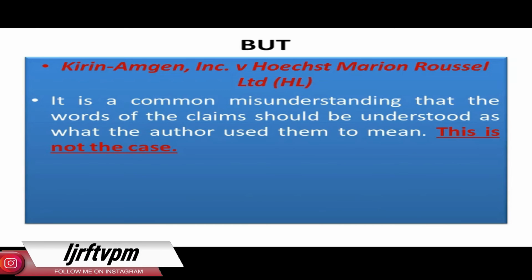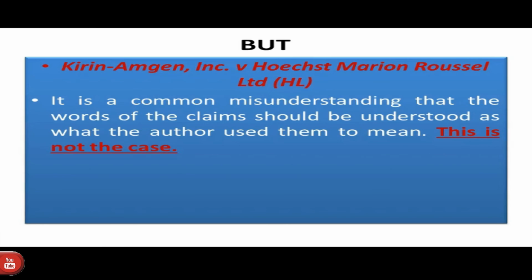It's a common misunderstanding that words of the claims, because that is the most important thing in a decision as to the scope of patent and also the question of infringement of a patent. So it's said like this: it's a common misunderstanding that the words of the claim should be understood as what the author, what the claimant, what the plaintiff here. Author would mean the person who has come out with the patent claim. The author used them to mean. This is not the case. That's a common misunderstanding.